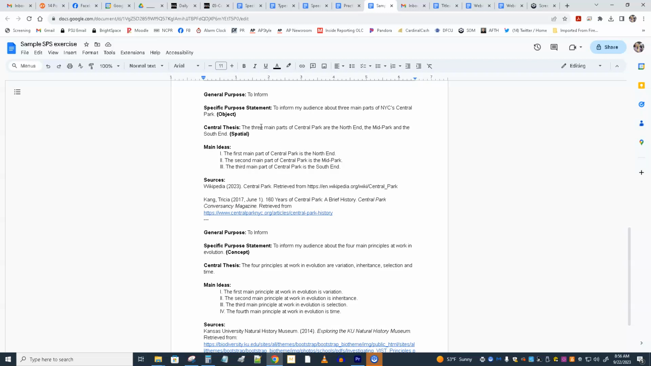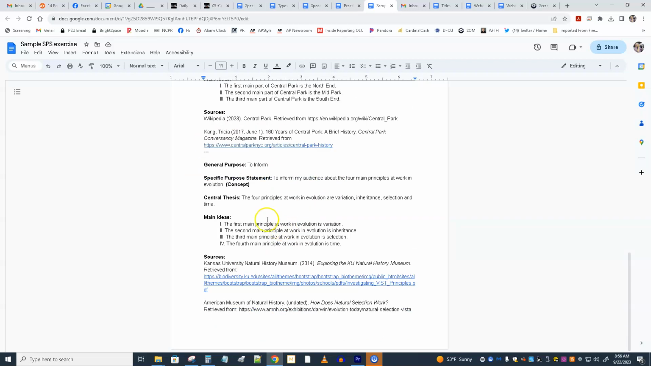So that would be object chronological. This one is object spatial because it's parts of the park and they're arranged in space like on a map. Okay, good. How about for my audience about the 4 main principles that work in evolution? Okay, if we're talking about evolution like that, we're talking about a concept, not a process.